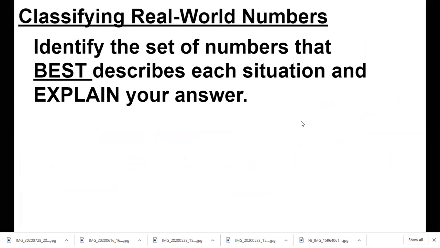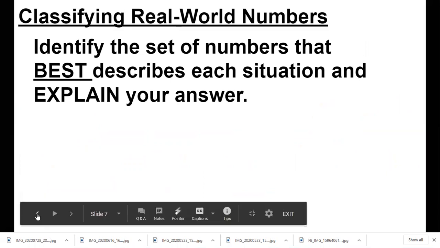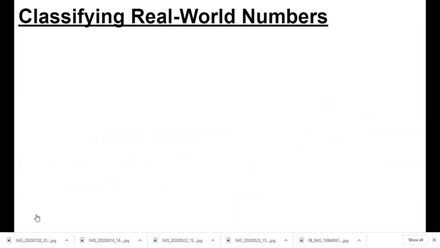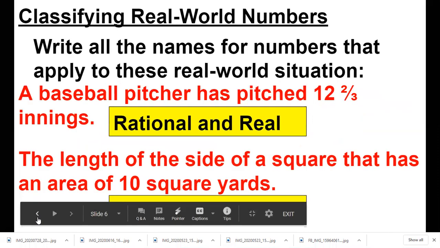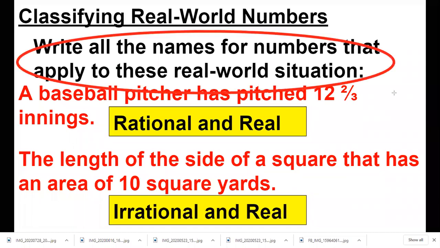Okay, this is a little different. I'm going to go back one slide and look at the directions. So if we look at our directions from this slide, it says, write all the names for the numbers that apply to these real world situations. So basically, we're wanting to know all the names, okay, of the numbers. So we picked rational and real for the first one and irrational and real for the second. But we wanted to know all the names.